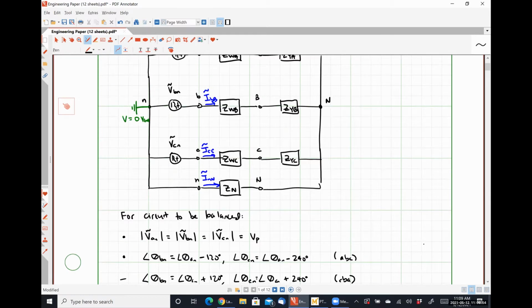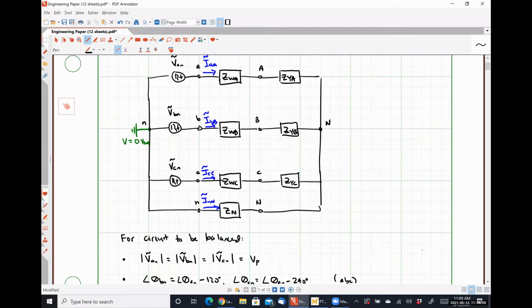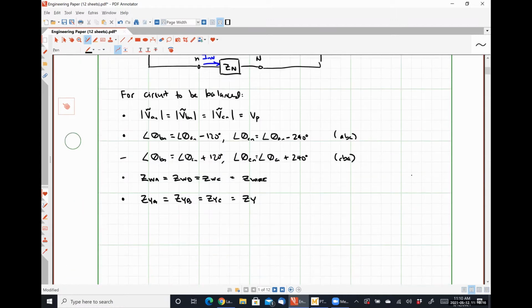All right. So if we apply Kirchhoff's current law to our left-hand lowercase neutral node, we're going to see that IAA plus IBB plus ICC plus INN all together must equal 0, right? So I'm going to go ahead and write that down.